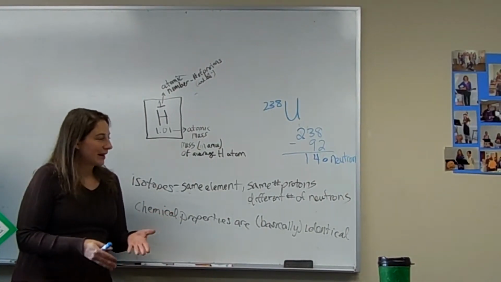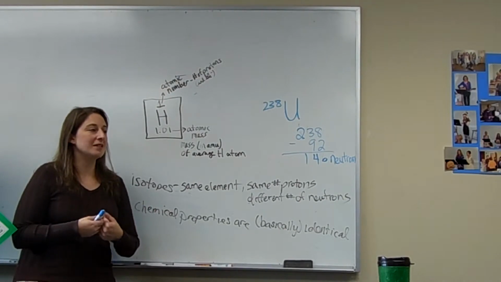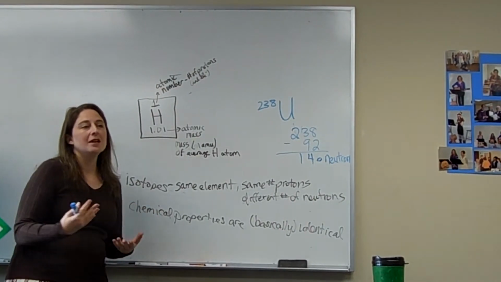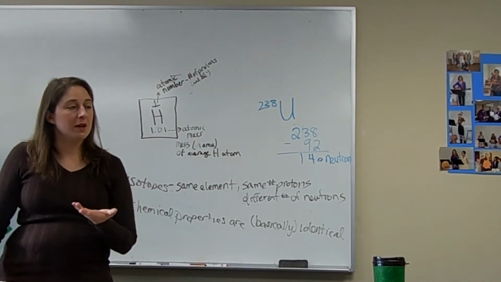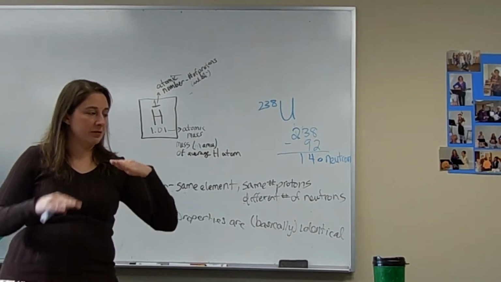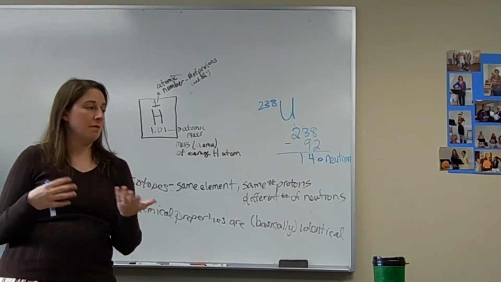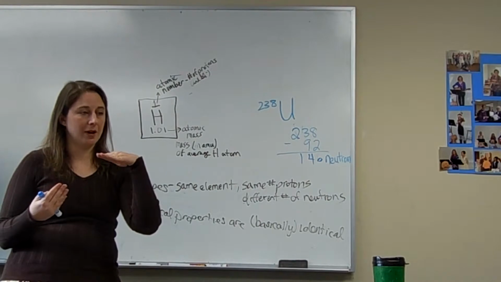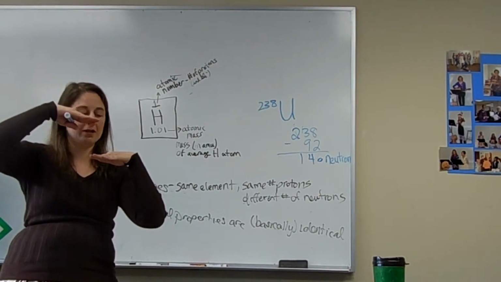But there is a way to separate isotopes based on their mass. You guys separated mixtures like the red dye, right? We separated 2 red dyes based on their mass. Big mass went here, smaller mass went up higher.